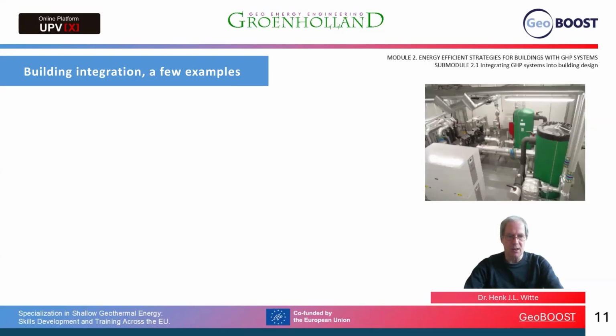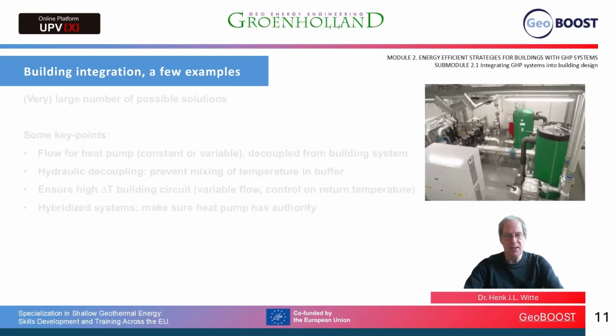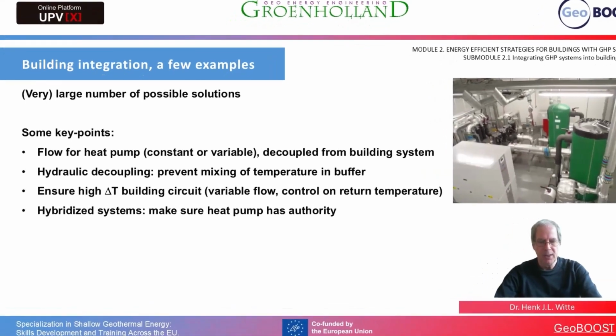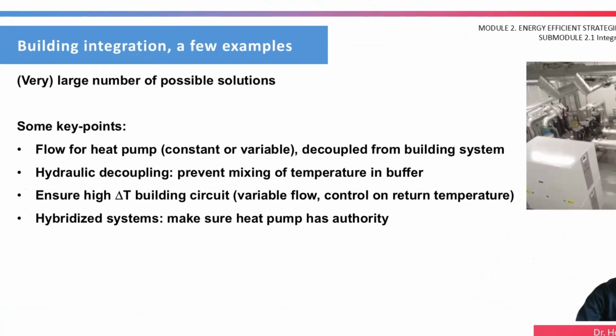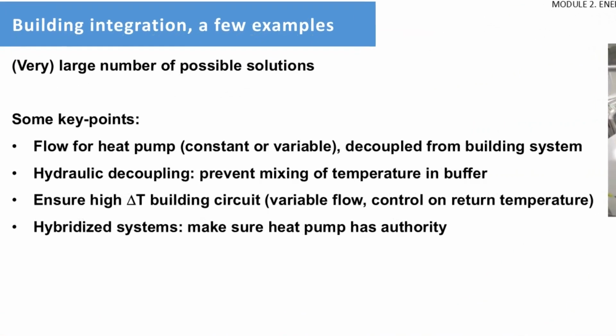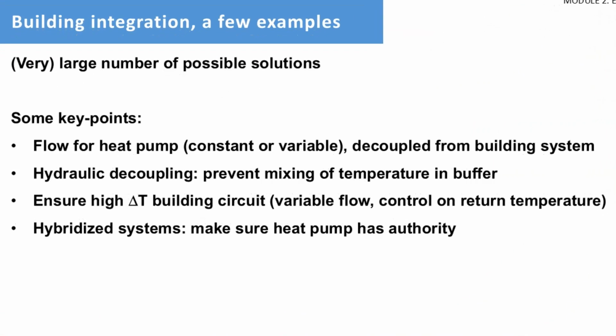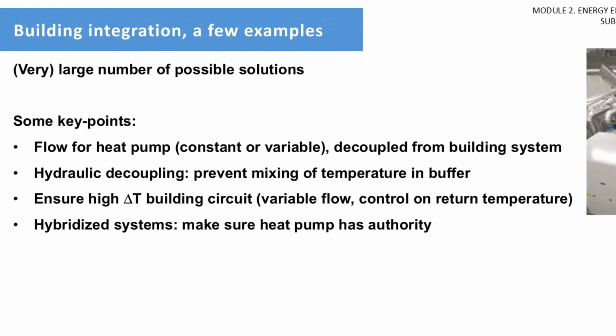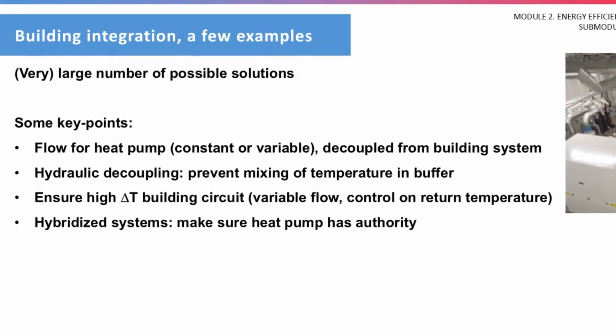Some key points are the flow for the heat pump, which needs to be constant or variable. For instance, on a frequency-controlled heat pump, you can have variable flow regulated on delta T on the evaporator and condenser, but on an on-off heat pump, you will virtually always need constant flow on both the evaporator and the condenser. At the same time, the building may need a variable flow, which is important to prevent low return temperatures in cooling or high return temperatures in heating.